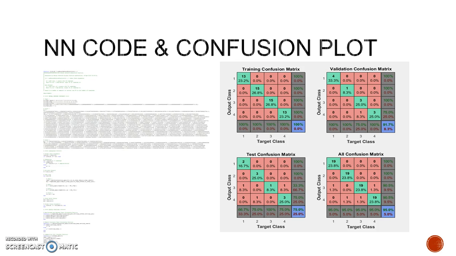So after our data was trained, we sent the data to the MATLAB neural network application, and the code on the left is the function that MATLAB output for us. On the right, you can see the confusion matrix. For the training, our program trained the data perfectly.